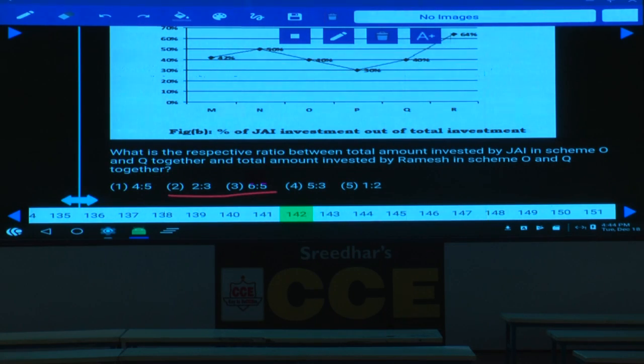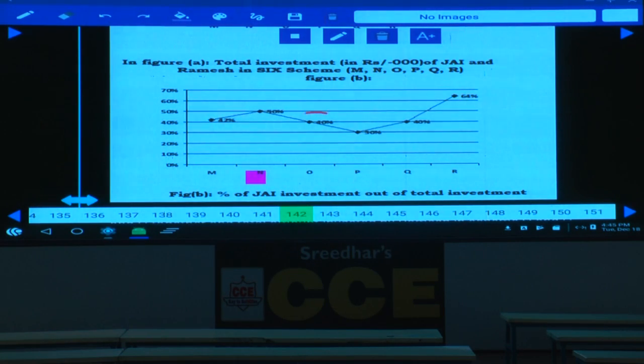Here if you observe second and third, in the second option, J's amount is less, and in the third option, J's amount is more. So I want to compare, is J getting more or less compared to Ramesh? But there is one more advantage with this particular question data. Now, in O, J is getting what percent? And in Q? So, when J is getting 40%, the remaining 60% goes to the other guy. The ratio becomes 40% and 60%, 2:3, direct answer.